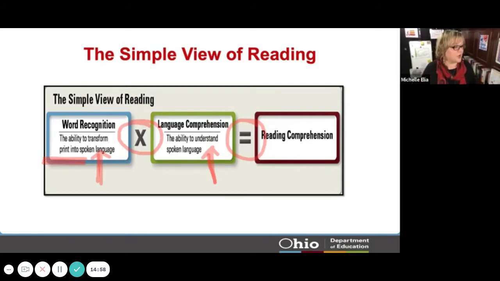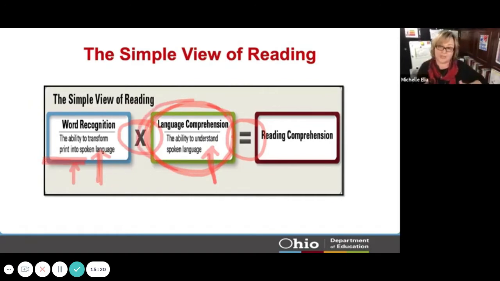So this part here, we're going to put a little bit more emphasis in our younger grades. And then if we do a great job of that, then we can shift to putting more emphasis over here on language comprehension as our students get older and once they've mastered this. But we need automaticity with the code, and that's going to be critical in order to shift and put a little more emphasis here.